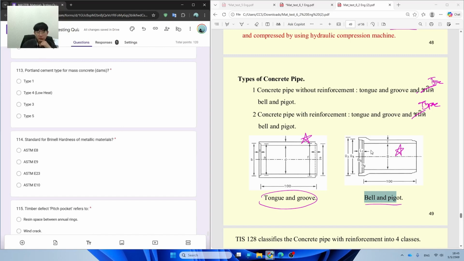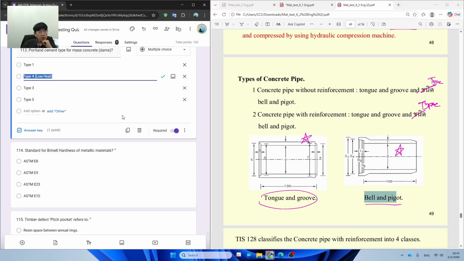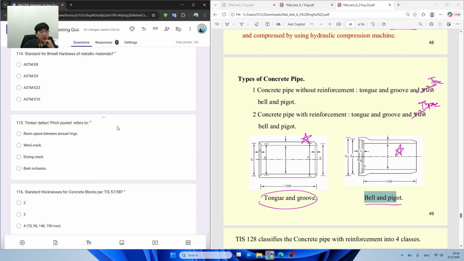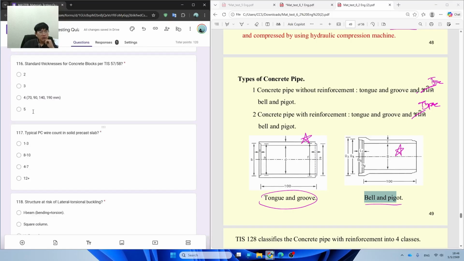113, we go back to chapter 6.1. The Portland cement type for mass concrete suggests that we need to use the low heat concrete, because we would like to prevent cracking caused by the heat. So that's why we need to use the low heat concrete in order to make a continuous construction process. And 14, this one is not important, but this one is E10. And the pitch pocket is also not important.